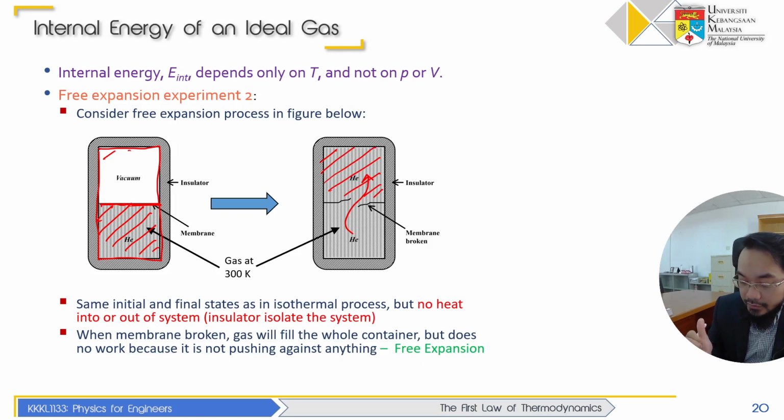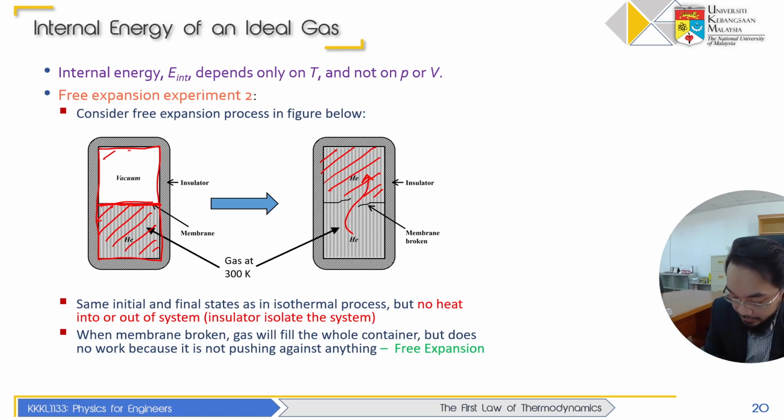Almost instantly, the helium will expand, fill up all the void of the vacuum, and the volume has increased, because previously the volume is only one half of the flask. Now the volume is the whole flask. Same initial and final states as in the isothermal process, but no heat into or out of the system.